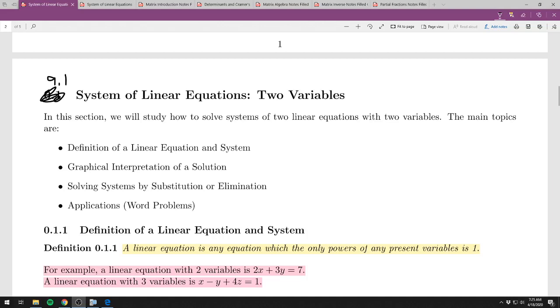In this video, we'll be going over section 9.1. We are dealing with systems of linear equations, and we're going to only be dealing with two variables in this section.